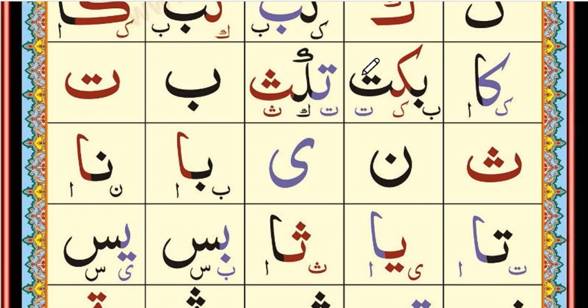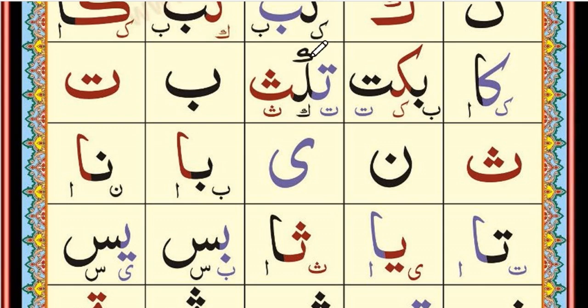Ta we read from the roots of upper front teeth. Ba we read from the wet part of our lips. Then this is Ta, Kaf, Sa. This is also Kaf. Ta, Kaf, Sa.